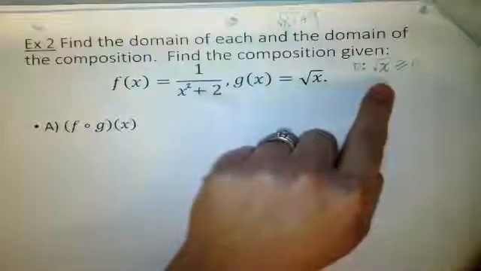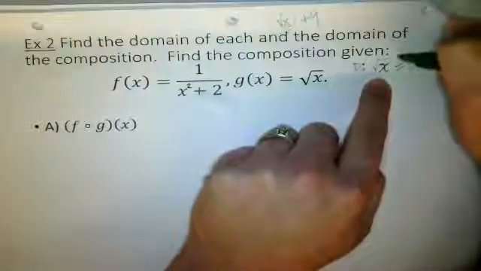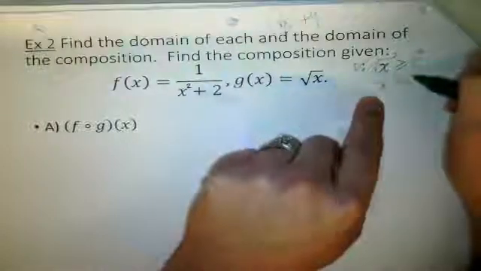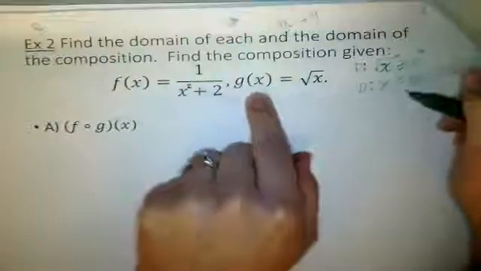Wait, we're not on that one. So I want to solve this little equation. How do you get rid of the radical? Square both sides. And so you'd have x is greater than or equal to 0. This is the domain for the first g of x function.